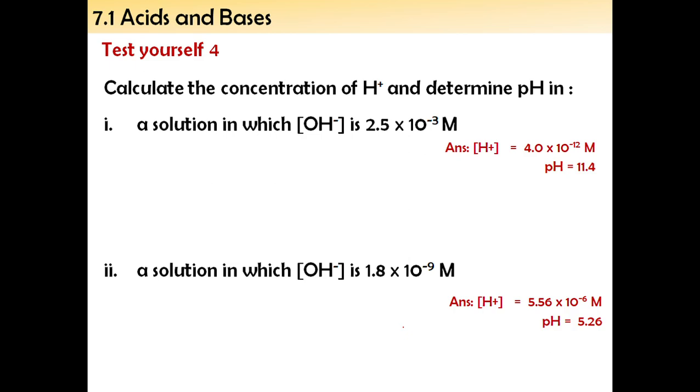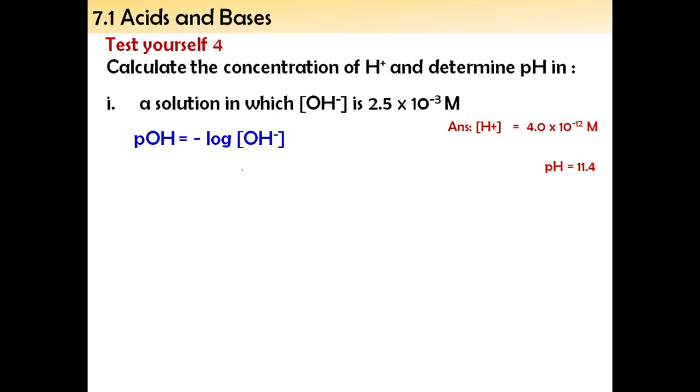Okay, so now I'm going to choose for the first question. We know that the question asks you the concentration of H plus and also the pH value for this solution. But, solution itu ada OH minus, saya tak boleh direct kira pH. Remember, kalau dia ada OH minus, kita boleh kira pOH je dulu. So, pOH sama dengan negative log OH minus. Jadi, saya hanya substitute value untuk OH minus adalah 2.5 times 10 to the power of negative 3.